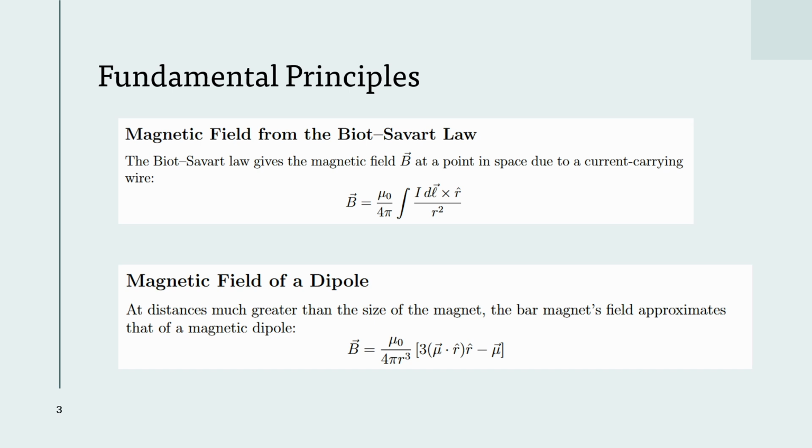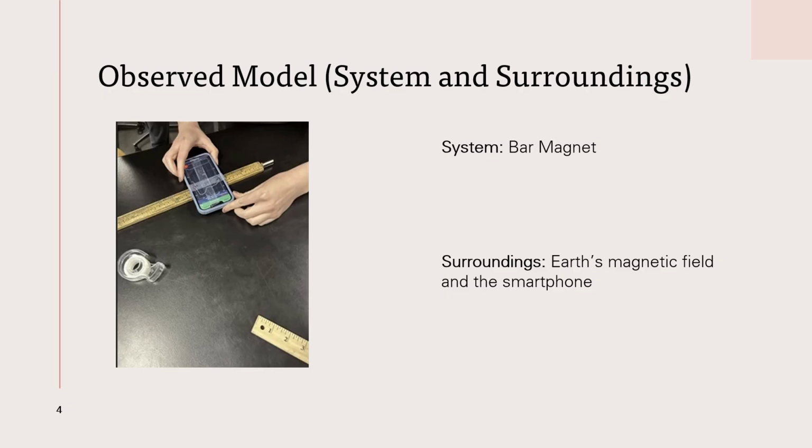To get the results I previewed earlier, we used two fundamental principles. One was the magnetic field from the Biot-Savart law, which provided the magnetic field at a point in space due to a current carrying wire, as well as the magnetic field of a dipole. The system we were observing was the bar magnet and the magnetic field that it produced. The things in the surroundings that affected the system were the Earth's magnetic field and the smartphone that we were using for measurements.